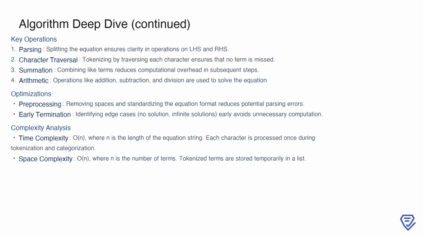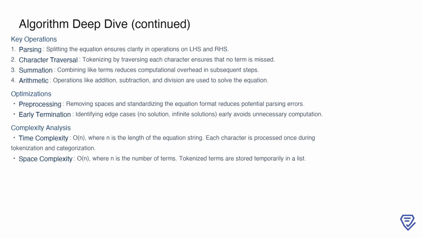The operations used in solving the equation are straightforward but essential. Parsing the equation by splitting it into the left-hand and right-hand sides ensures clarity in subsequent operations. Character traversal during tokenization guarantees that no term is missed, even in complex equations. Summing like terms reduces computational overhead, simplifying the equation as much as possible before solving it. Arithmetic operations like addition, subtraction, and division are then used to isolate and solve for the variable.